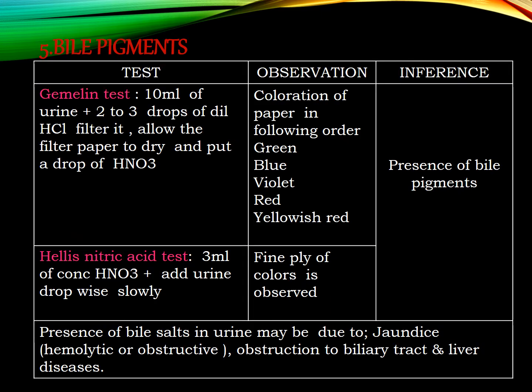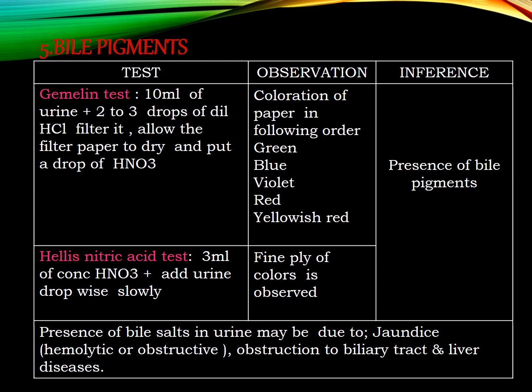Next are the Gmelin test and Heller's nitric acid test, which are used to determine bile pigments in the urine sample. In the Gmelin test, take 10 ml of urine and add 2-3 drops of dilute hydrochloric acid. Then filter the solution, allow the filter paper to dry, and put a drop of nitric acid. We can observe the coloration of the paper in the following order: green, blue, violet, red, and yellowish red color. And the next test is Heller's nitric acid test.